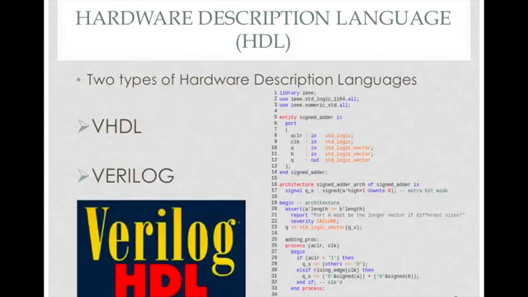So basically there are two types of HDLs. These two are the most important and the most used HDLs: VHDL and Verilog HDL. We shall see a short video about these now.